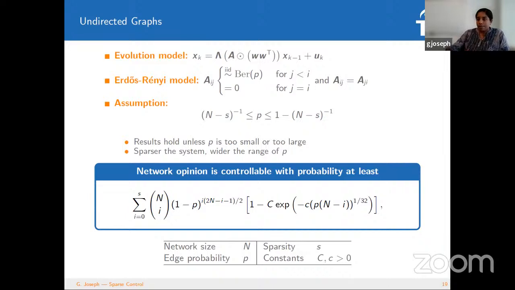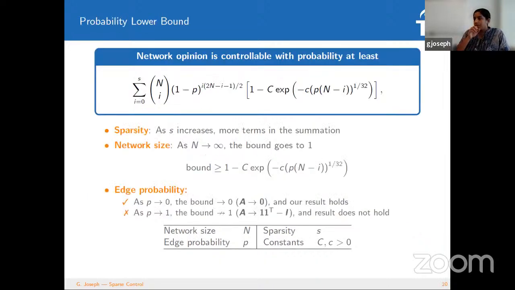So we look at what it means. First of all, we know that as sparsity s increases, the inputs become more and more dense, which means the system is more relaxed. Then we can see that the number of terms in the summation also increases, because the summation goes from i equal to 0 to s. So as sparsity increases, there are more terms in the summation, which naturally implies that the system is more controllable, which is intuitive. Now what happens as the network size increases?